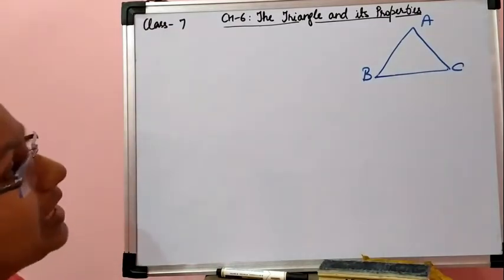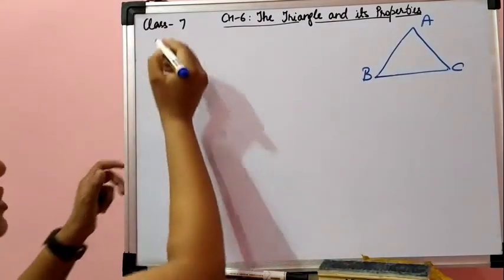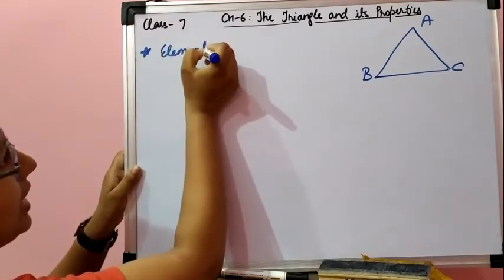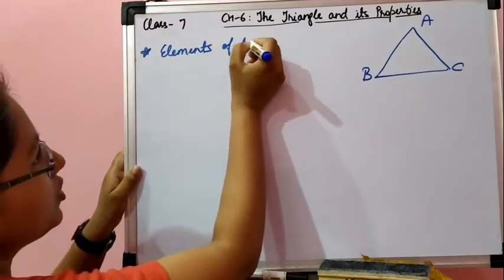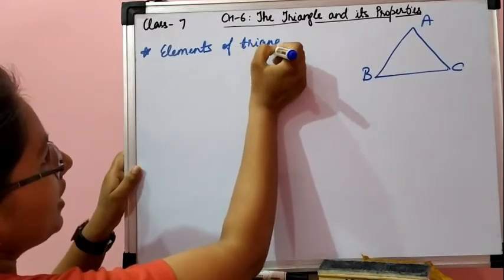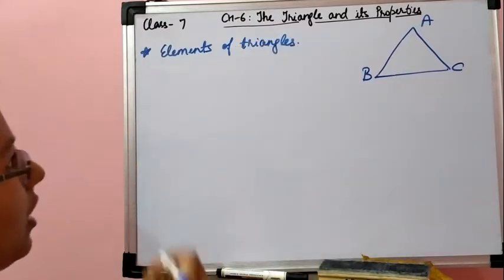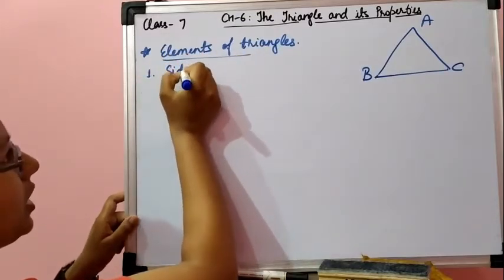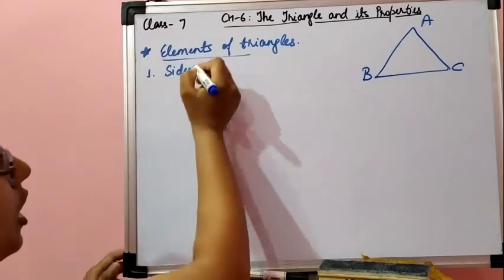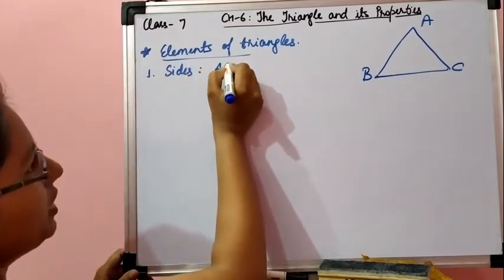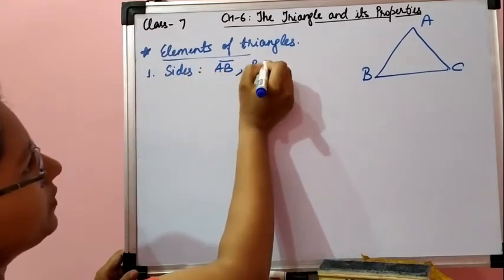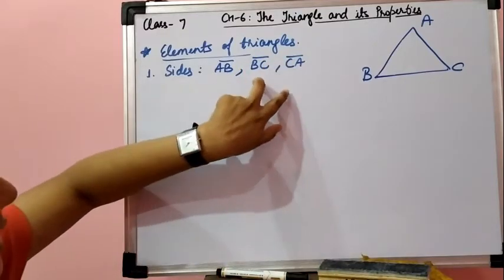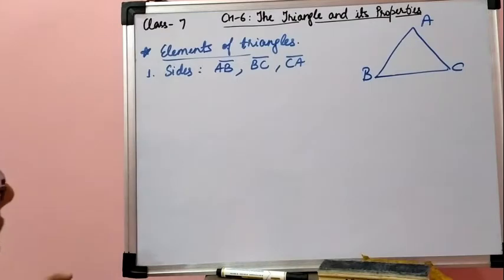So basically we have some elements of a triangle. Let's discuss what the elements of a triangle are. Triangles के क्या क्या elements हैं हमारे पास? Number one, that is sides. Sides of the triangle. So how many sides are there? AB, BC and CA. So the three sides of a triangle are elements of the triangle.